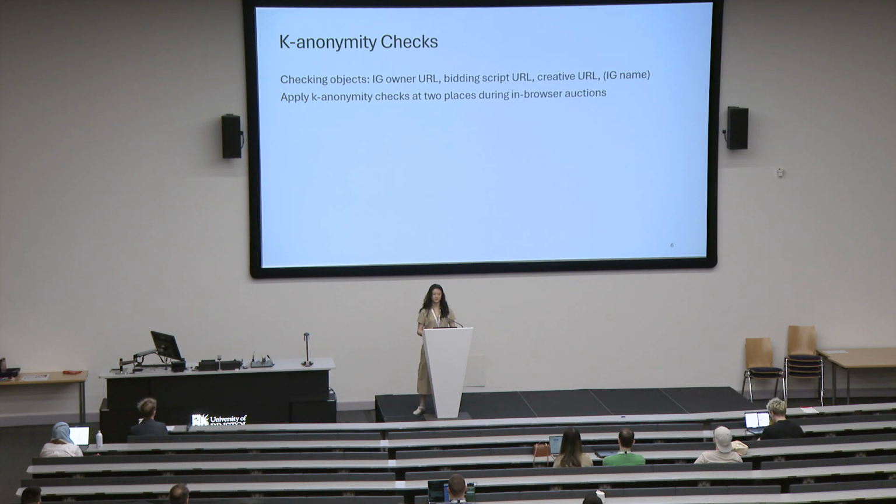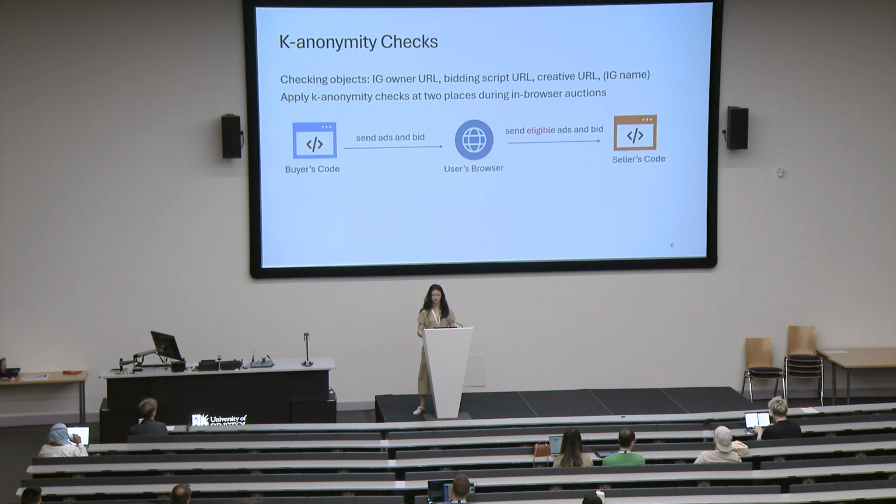There are 2 main ways to preserve user privacy proposed in this protocol. The first one is a k-anonymity check. This involves a server that ensures a minimum number of interest groups share the same value of certain check-in objects. There are 2 checks in the protocol. The first one happens during the auction phase and does not include the interest group name. Only ads that pass this check will be sent to the seller's code, so that is what we call the eligible interest groups.